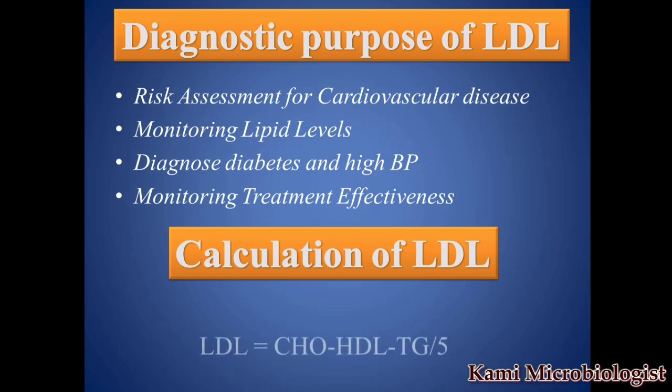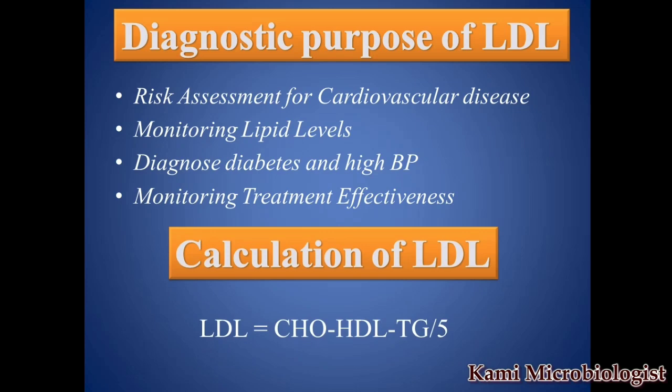So let me explain that formula. LDL can be found when you have the total cholesterol level. So what will you do? You will subtract the high density lipoprotein from the total cholesterol, and then from the value you get from these two, you will subtract the triglyceride. Finally you will get a value, then you will divide that value by 5. After that, the value you get will be the LDL.